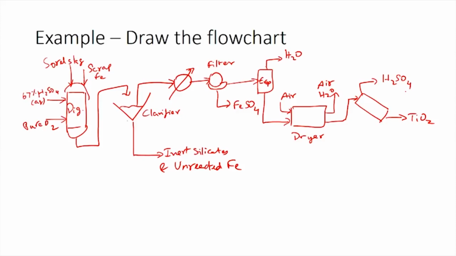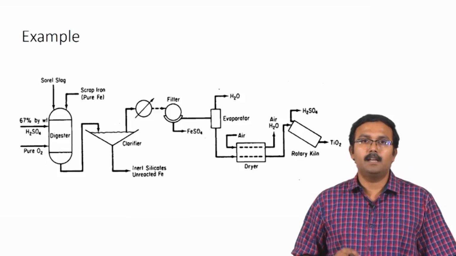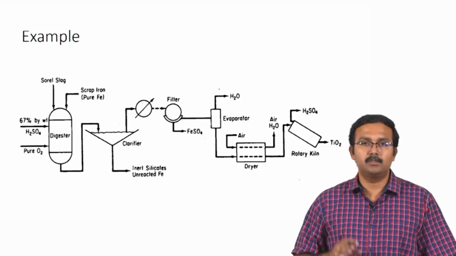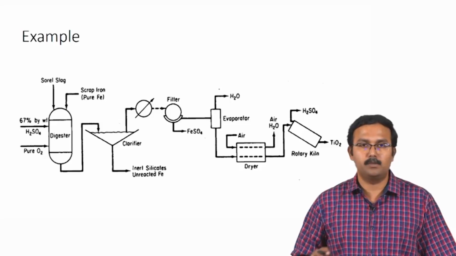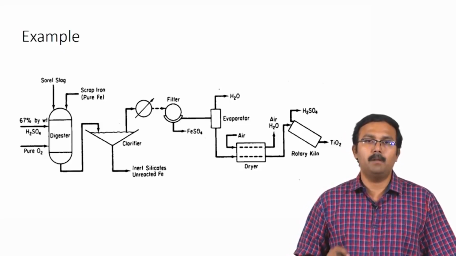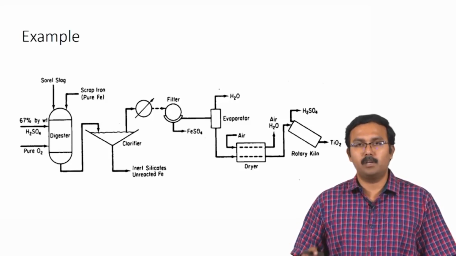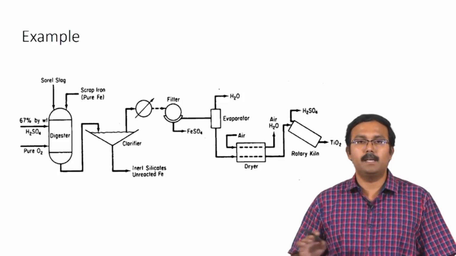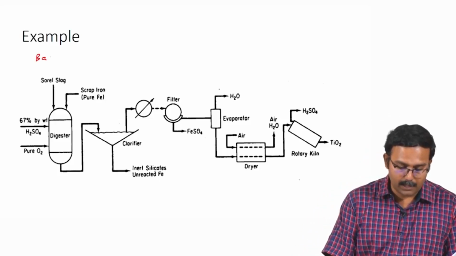Let us now compare it with what is given in the textbook. If you look at the system, it is very similar to what I have drawn, and this clearly explains the process. Now, let us go about solving this problem, trying to identify which system to start with, what basis to use, and so on. The basis has already been given in the problem statement: 100 kilograms of sorrel slag is entering the system, so we will start with this basis.